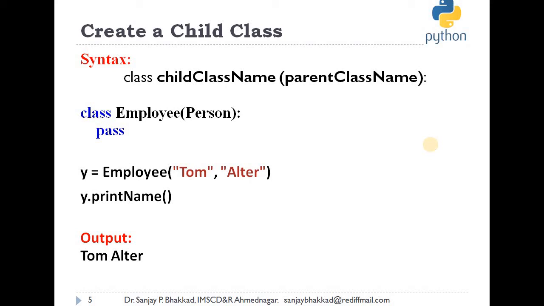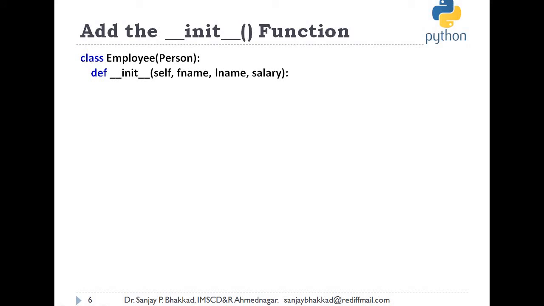Now if we want, we can add the init function in the child class instead of this pass keyword, and thus we can add some more functionality in our child class. So let us do that. Here we are adding the init function in our child class. So again I am modifying my child class. In class employee, I have written an init function: define underscore underscore init, and it takes the parameters first name and last name.